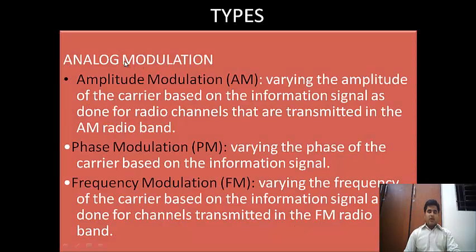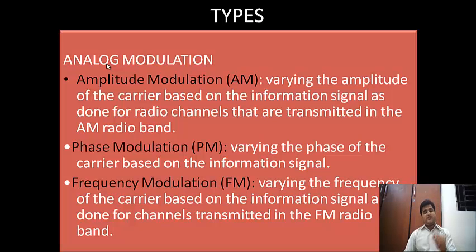Let's talk about types. First is analog modulation. In analog modulation, there are three types: amplitude modulation, phase modulation, and frequency modulation. In amplitude modulation, we vary the amplitude of a carrier signal based on the information signal, as done for radio channels transmitted in the AM radio band. In phase modulation, we vary the phase of the carrier based on the information signal. And in frequency modulation, we vary the frequency of a carrier based on the information signal, done for channels transmitted in FM bands.